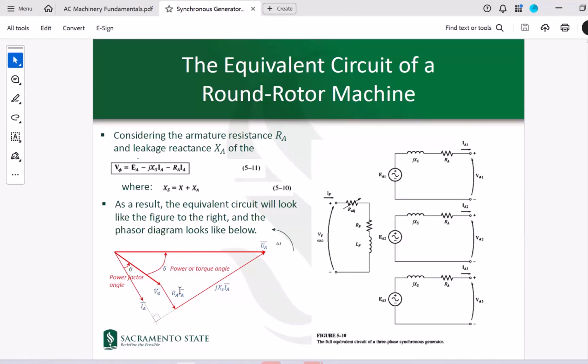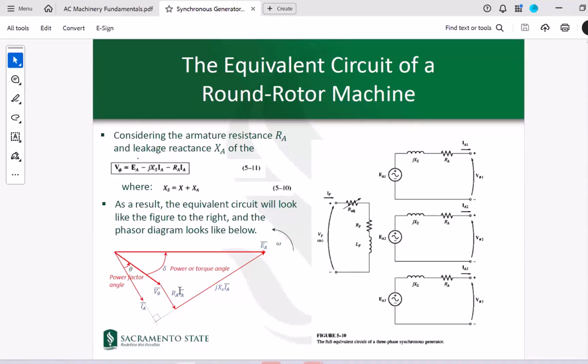The larger this angle is, the more power your generator can produce. It's really important to understand this. That's why we call it the power or torque angle, because as you play with it, how can you generate more power? If you give more mechanical power, you will generate more power. Therefore, the delta becomes bigger.